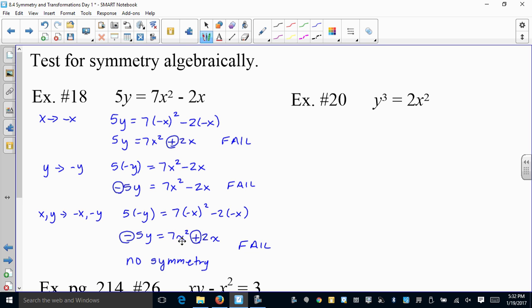Okay, let's try this one. Change x to negative x. So I get y cubed equals 2 times negative x squared, which gives me y cubed equals 2x squared. That one's good. My x is changed. My y stayed the same. So I have y-axis symmetry.